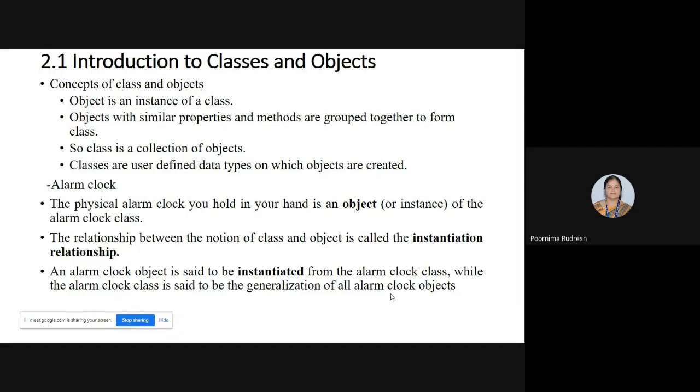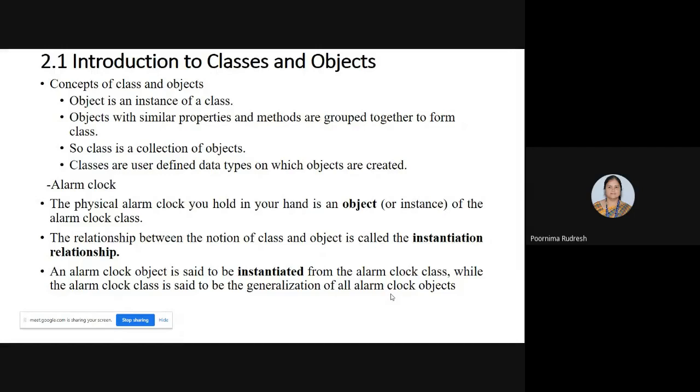Next, we'll see the relationship between the object and the class, which is called an instantiation relationship. Whenever we are defining objects and classes, there should be a relation between the object and the class, and that relationship is called the instantiation relationship. If you consider the example of an alarm clock object, it is said to be instantiated from the alarm clock class.